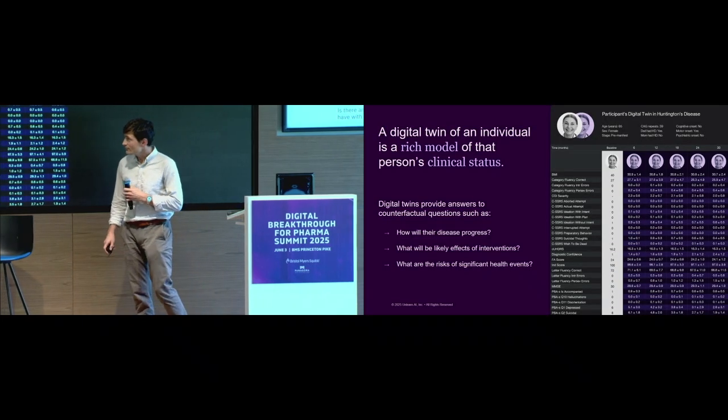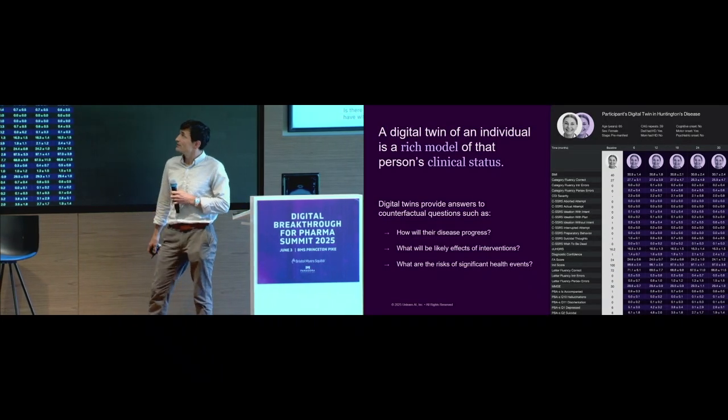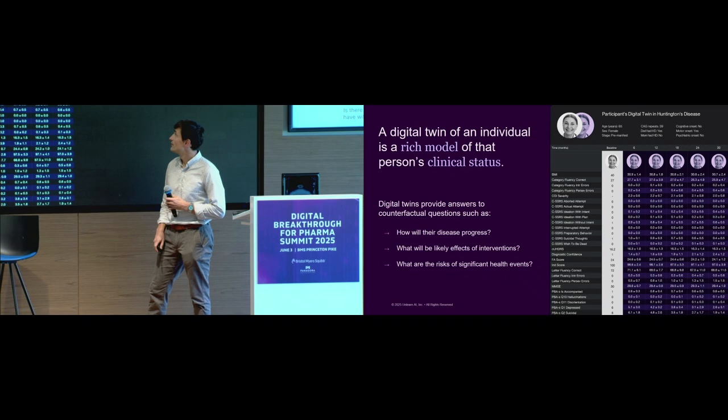So a digital twin of an individual is a rich model of that person's clinical status. Digital twins ultimately provide answers to counterfactual questions about an individual. How will their disease progress? What will likely be effects of interventions? What are risks of significant health effects? How will they progress, and so forth?